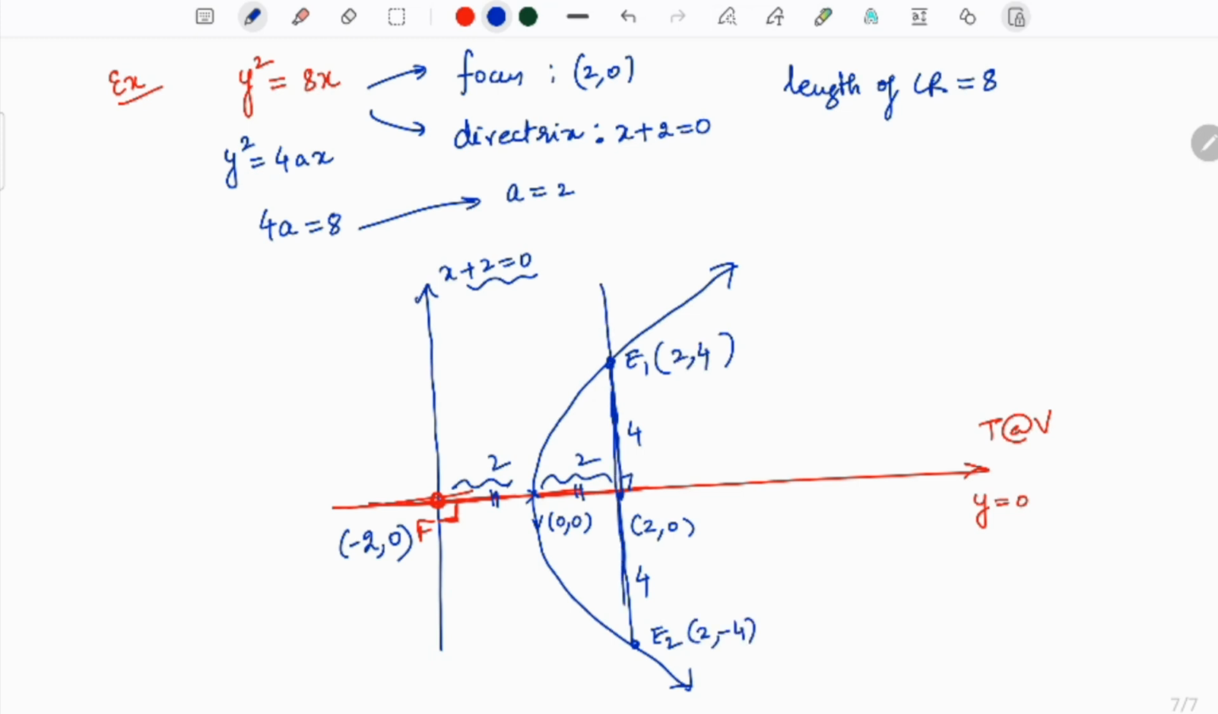What is the equation of the latus rectum? It is x equal to 2. What is the tangent at the vertex? That is x equal to 0. These things. All right. So with this, we'll conclude our class for today.